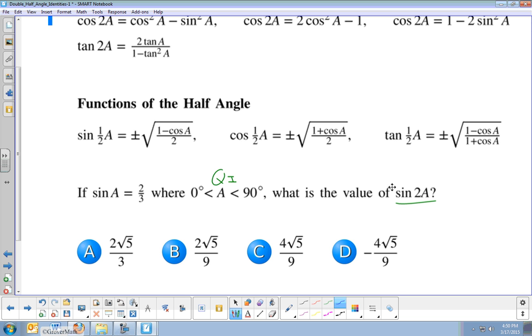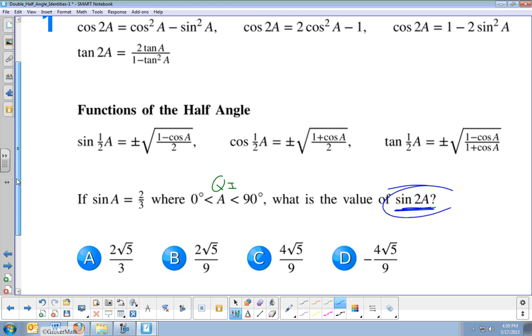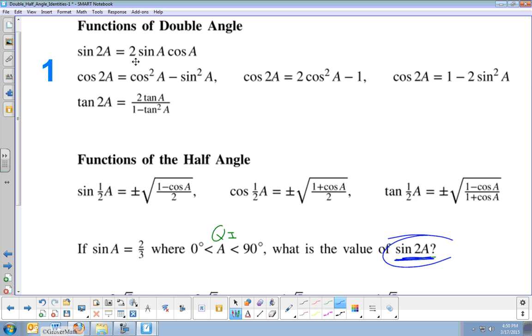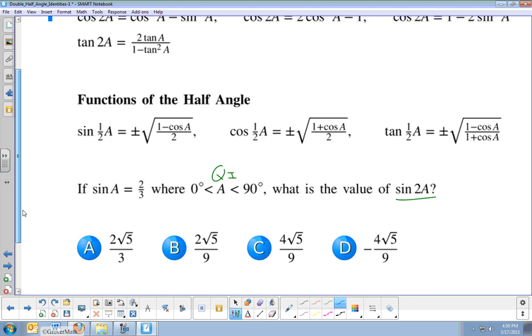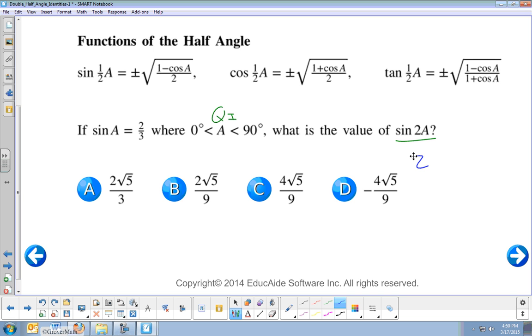Now, for these problems on the Regents, it's not going to say go to the reference sheet and look at sine 2A. You have to recognize that as a reference sheet thing. That's a double angle identity that's on the reference sheet. You go to the reference sheet at the back of your Regents and check out sine 2A and write down what it is. So you do need to recognize that it is a reference sheet identity. Sine 2A is 2 sine A cosine A, so we're going to write this down as 2 sine A cosine A.